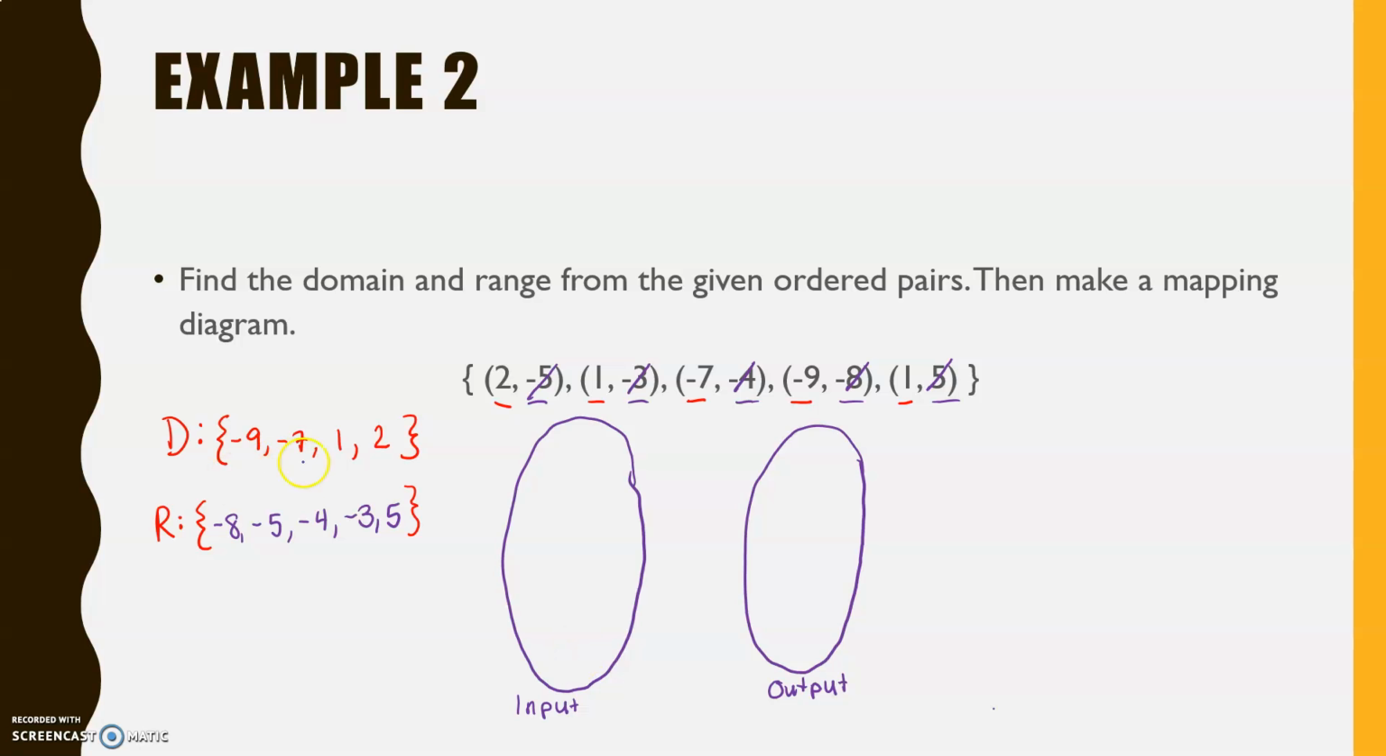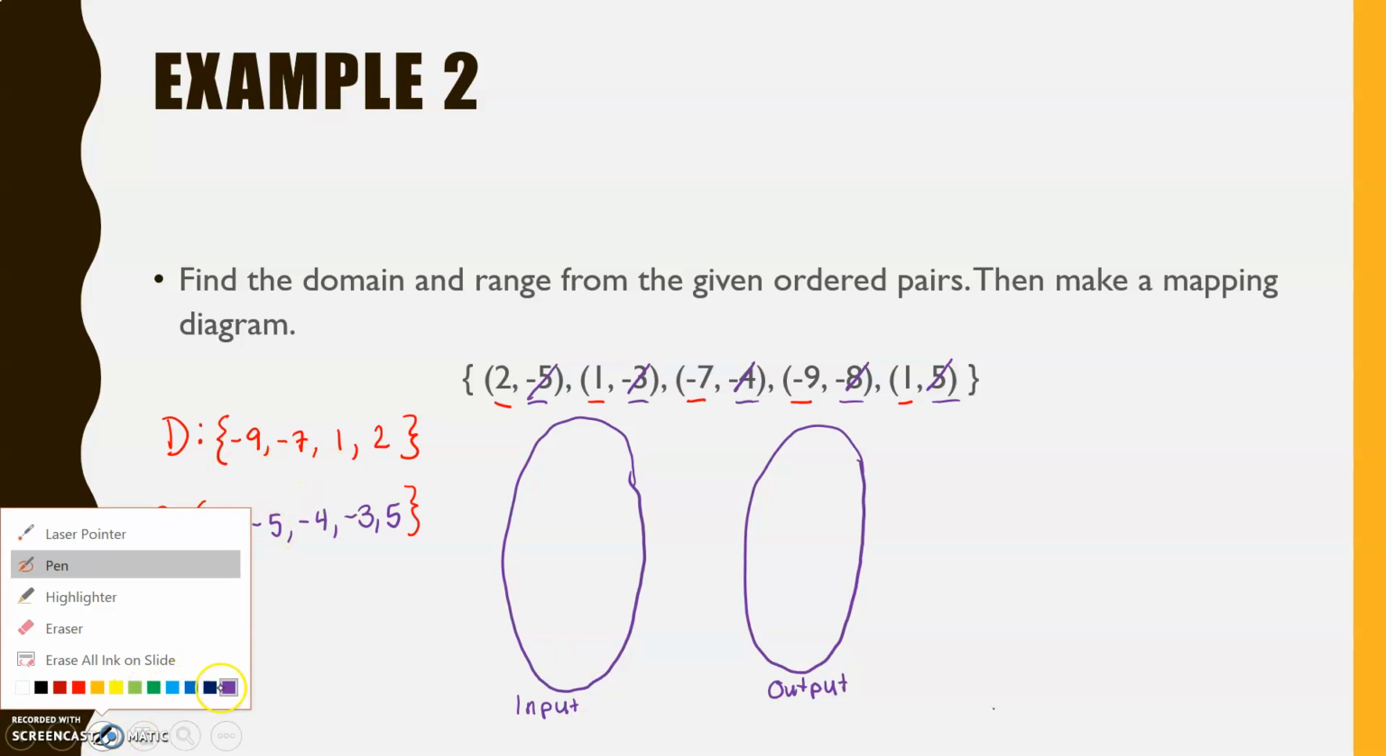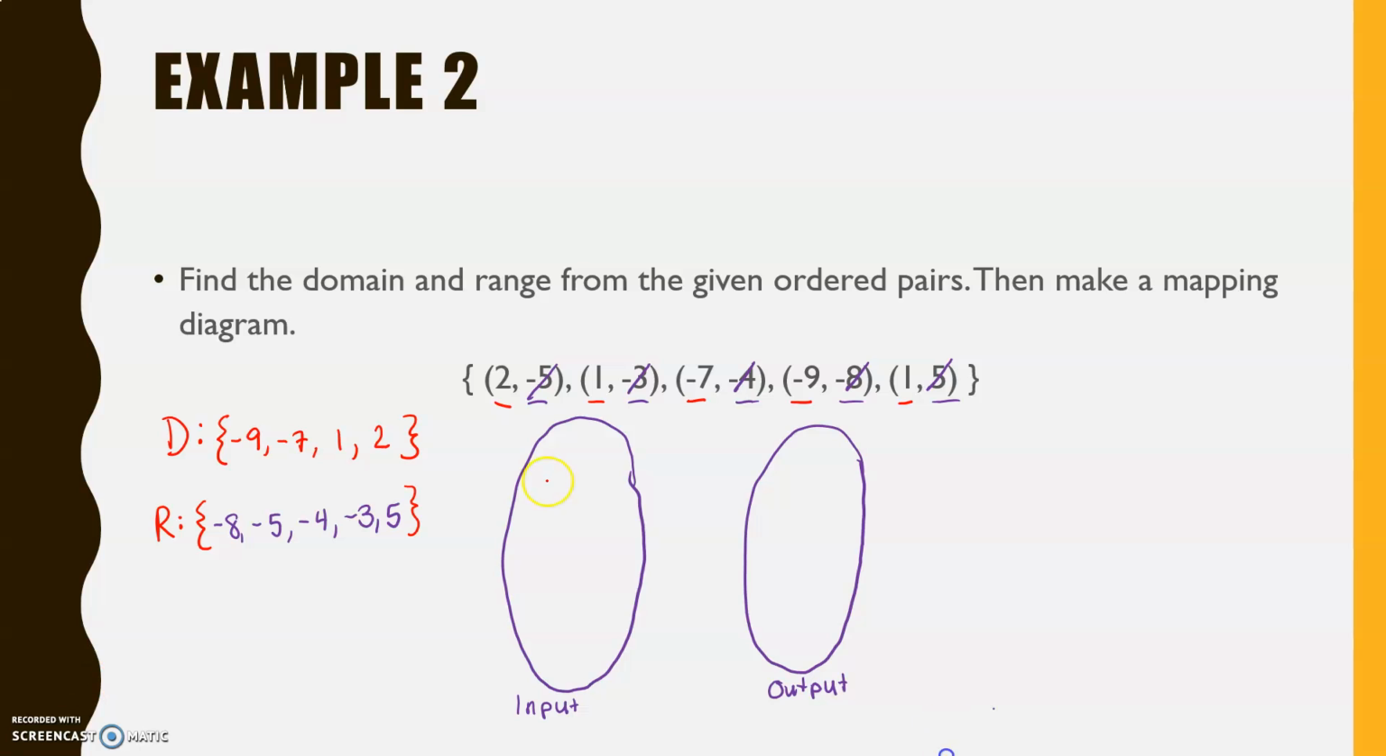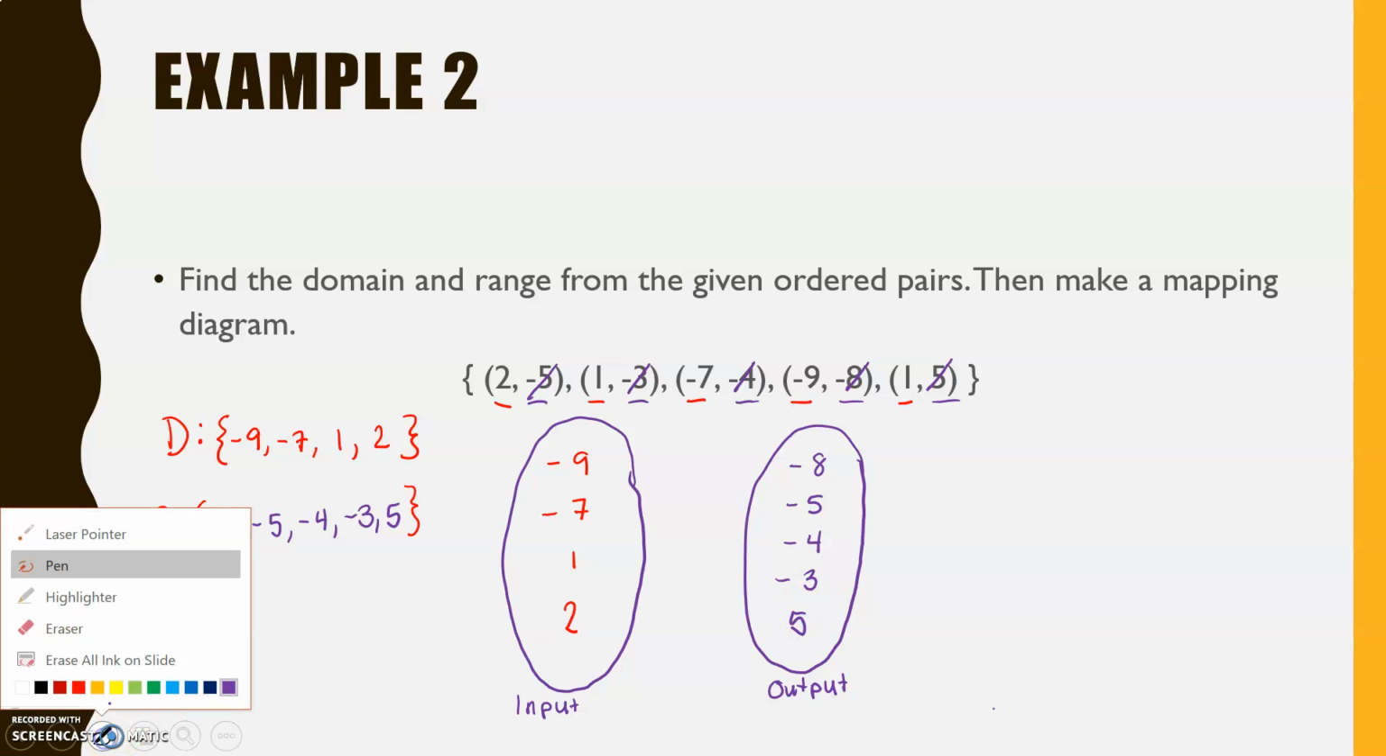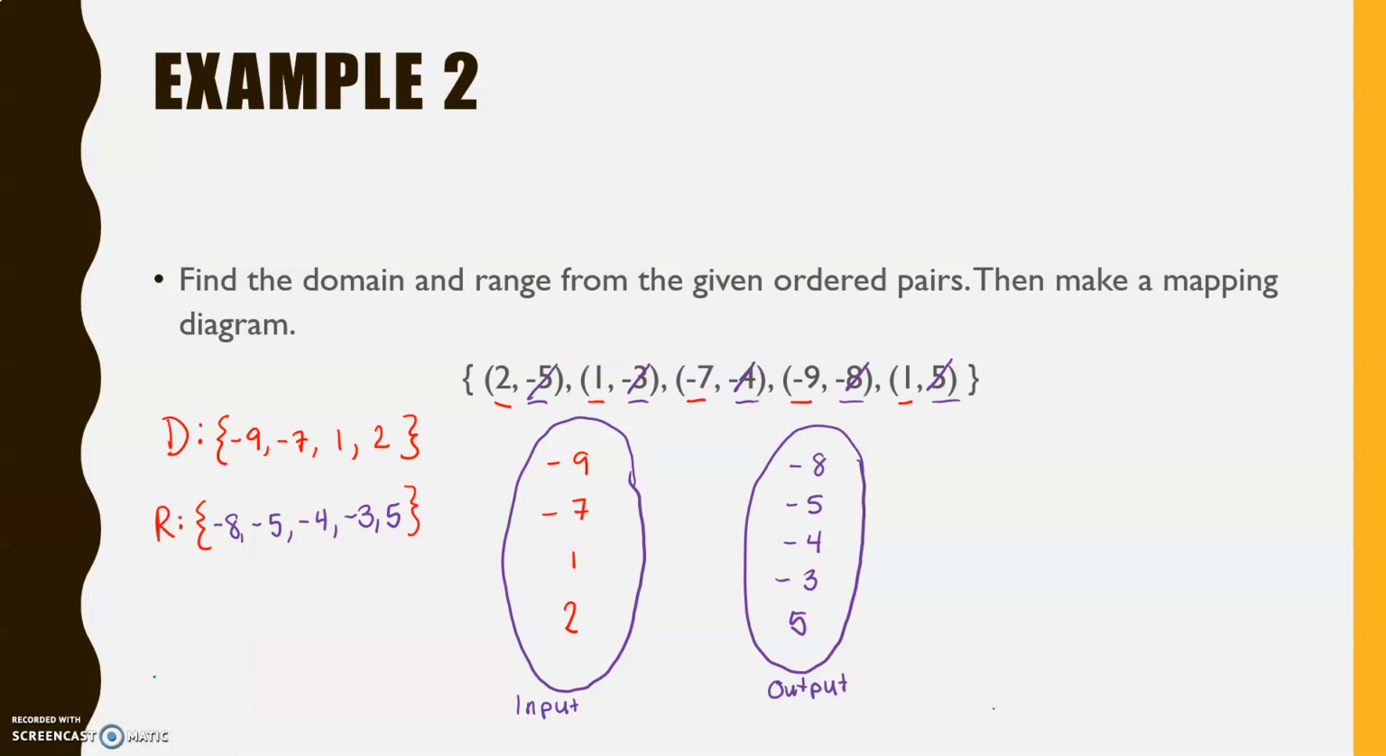So in the input, I'm going to put all of my domain values in order from least to greatest: -9, -7, 1, and 2. And then I'm going to switch over here, put my output values: -8, -5, -4, -3, and 5. And now we are going to connect those.